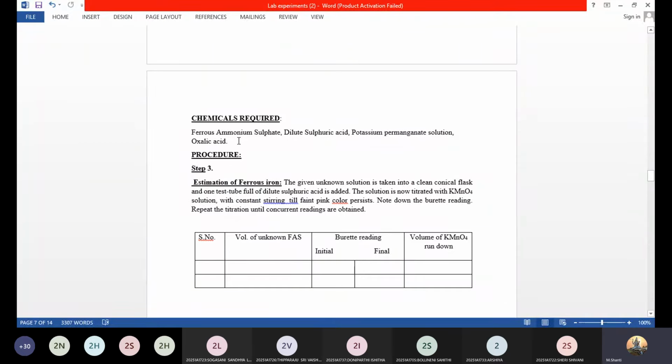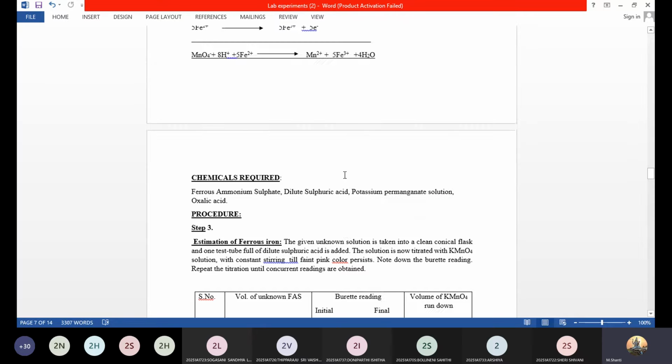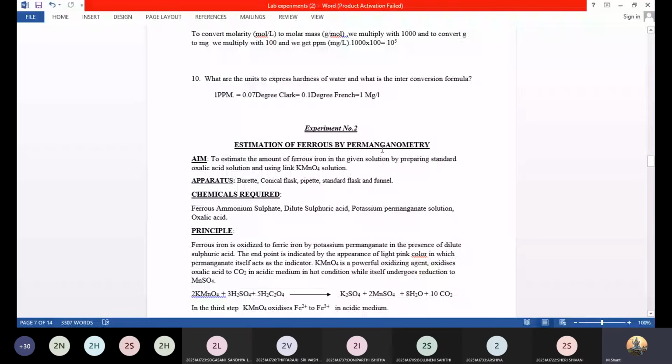So for step 3, the single step titration, what you are doing is, into a clean conical flask, you will be taking the unknown solution. Now what does this unknown solution contain? We are calling this the unknown solution. Now which is that unknown solution? KMnO4 is oxidizing what? Iron. Okay, so finally, what is the title of the experiment? Estimation of ferrous by permanganometry.